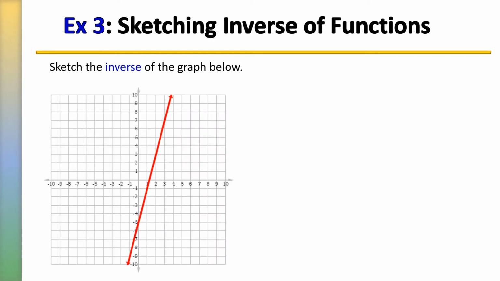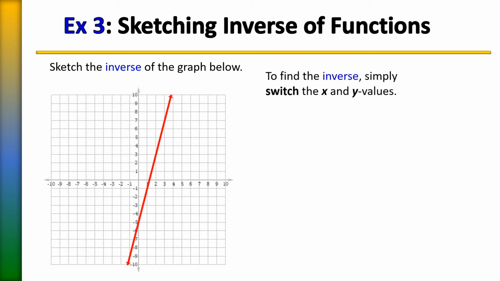In this example, we're asked to sketch the inverse of the graph given. All we have to do to sketch the inverse of this graph is to simply swap the x and y values on the graph and sketch. So let's take a few points from the graph, because all we need to do is just switch the ordered pair values, and you will have the graph of its inverse.